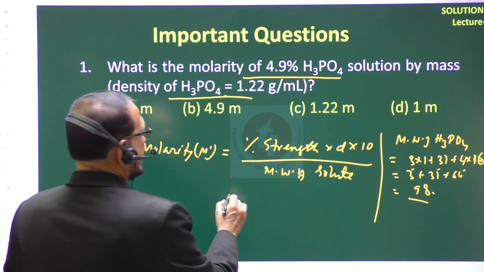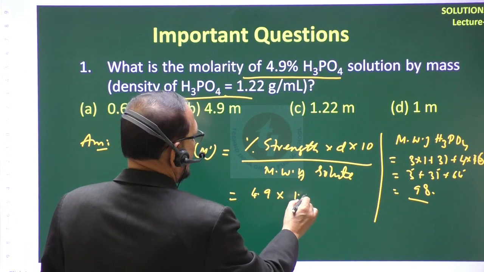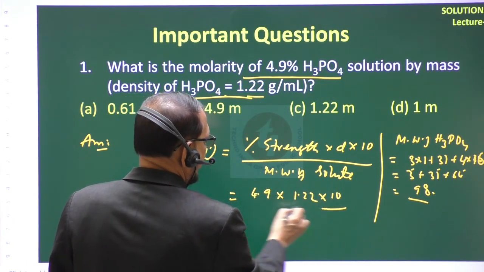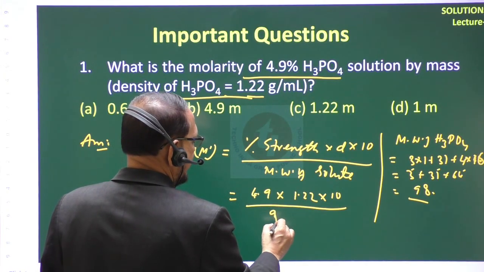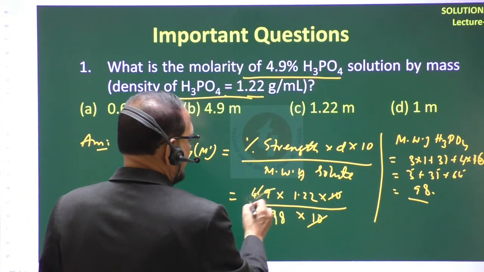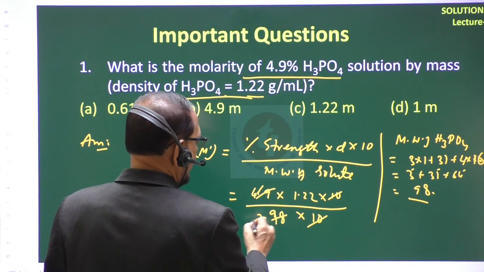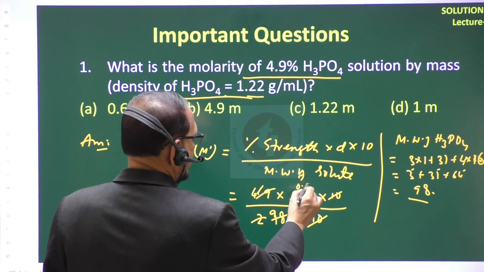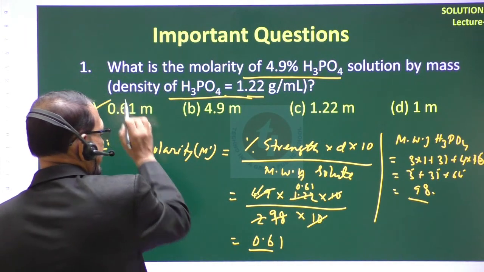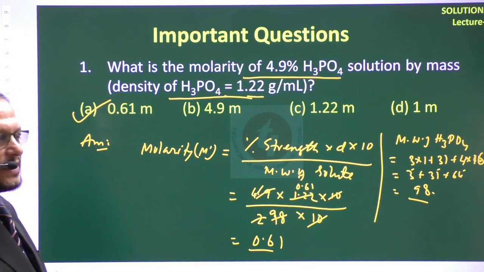Now the percentage strength is given as 4.9, and the density is given as 1.22. Using the formula, with 10 and 98, the 10 cancels out, and we get 0.61 molarity. So option number 1 is correct. I hope it is clear.